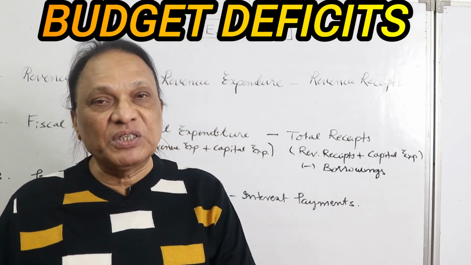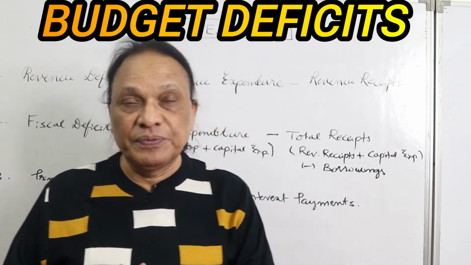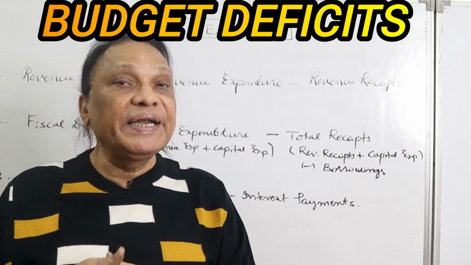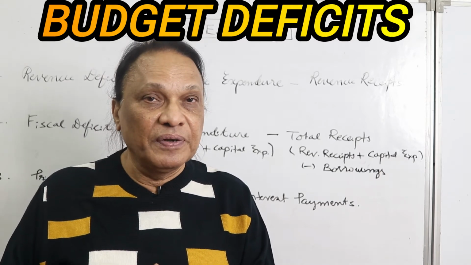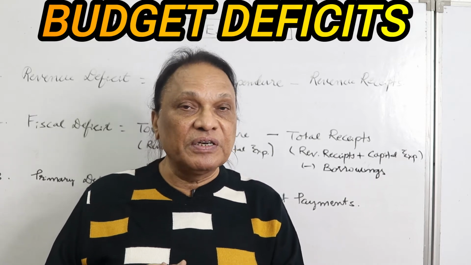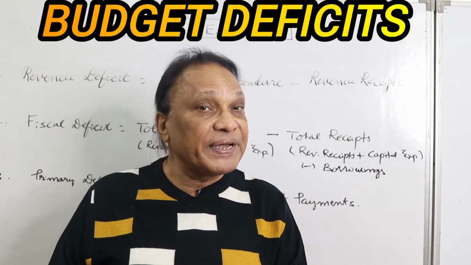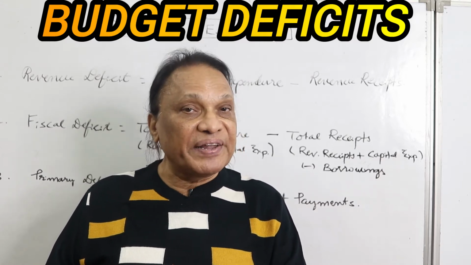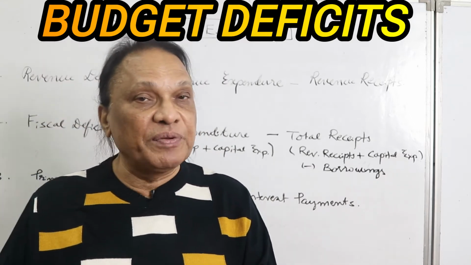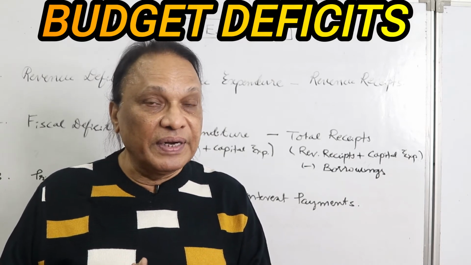We're carrying on with the budget chapter. This is the last chapter in the budget deficits. Earlier, we used to discuss in detail about budget deficit. There are three kinds of deficits they have: revenue deficit, fiscal deficit, and primary deficit. Its implications we used to see earlier. Now this year they have reduced the syllabus. You just have to know the meanings of these deficits. Let's see one by one.